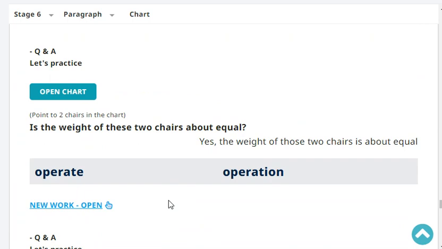Is the weight of these two books about equal? Yes. The weight of those two books is about equal. Very good.